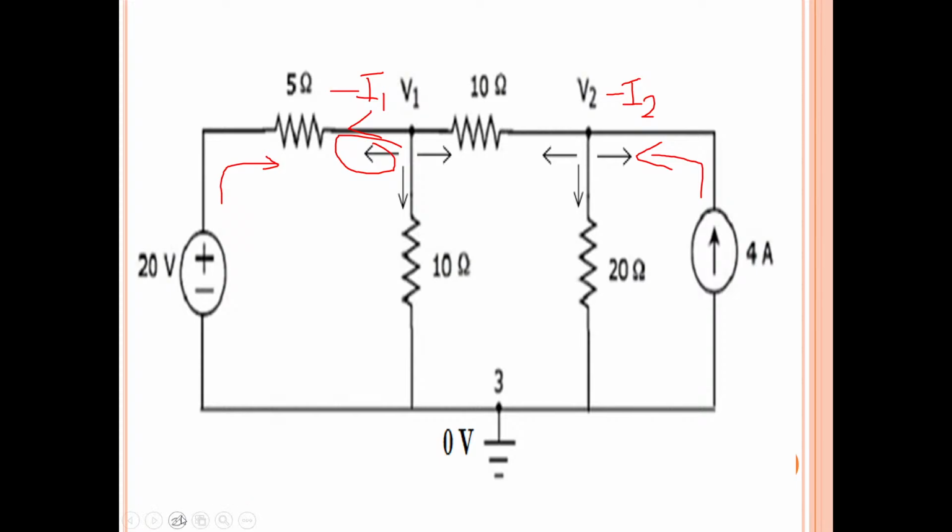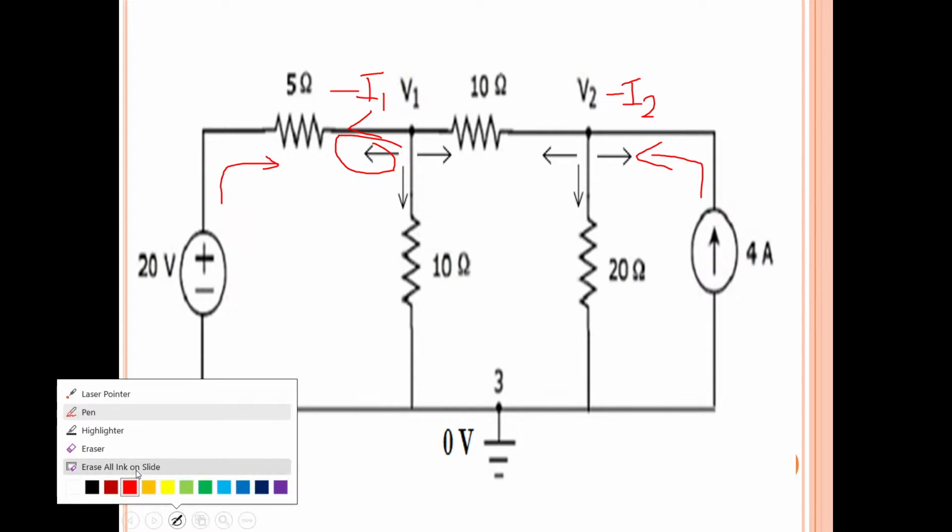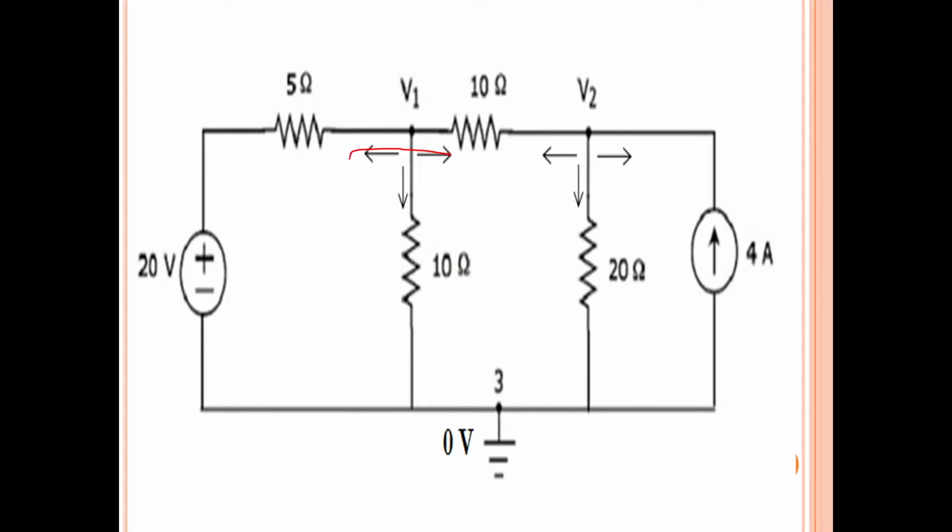Whatever current directions you want to assume is your wish; you can assume any directions. When you calculate the current values, if you get a negative value, you can write a statement that the actual current direction is opposite to the assumed current direction. So the current value is so and so, whatever value you get, you can write it down later on.